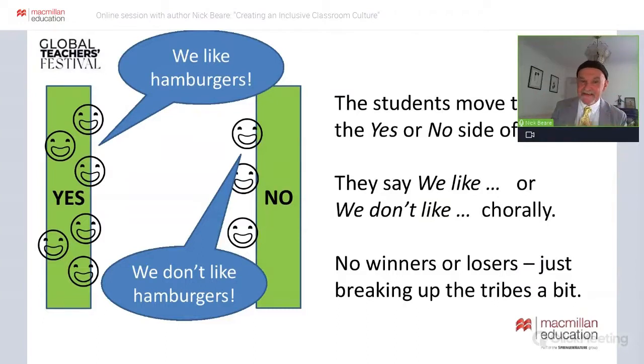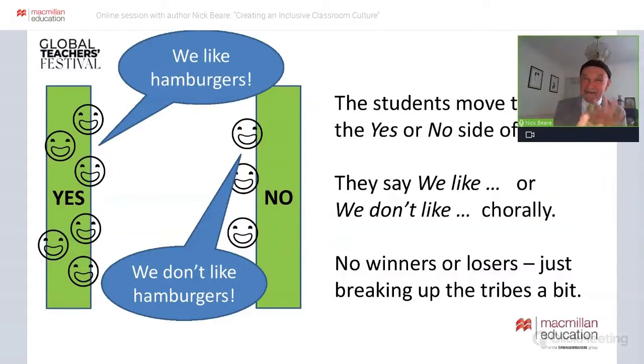The other thing is they've actually got to answer chorally. So for example, you point to the yes side and say, what is your answer? And they all say, we like hamburgers. And you get them to repeat it. Again, we like hamburgers. Again, louder, we like hamburgers. And suddenly you've made a little group.